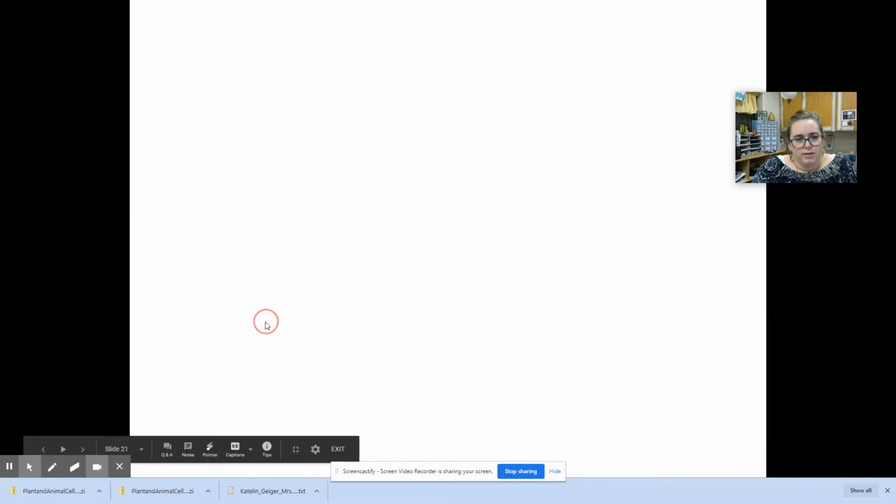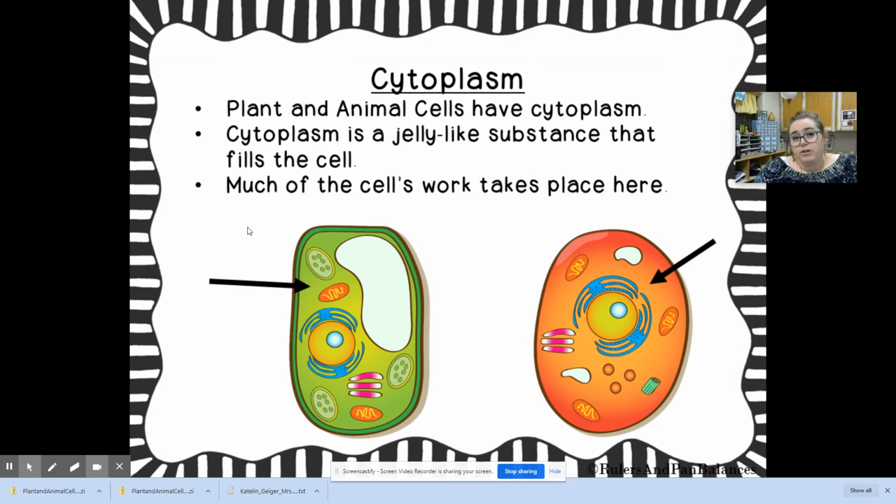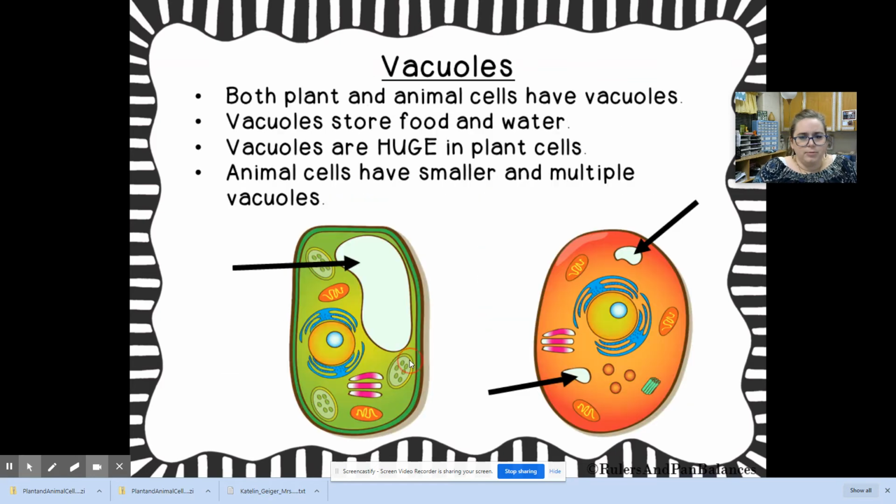We already did that. The cytoplasm we've already talked about. Plant and animal cells have cytoplasm. Cytoplasm is a jelly-like substance that fills the cell. Much of the cell's work takes place here. You can see green and the orange. We talked about jelly, green apple jelly and orange jelly. Orange marmalade might be pretty good. Maybe watermelon jelly or something like that might be better than what we were thinking earlier, guys. All right, and we already labeled.